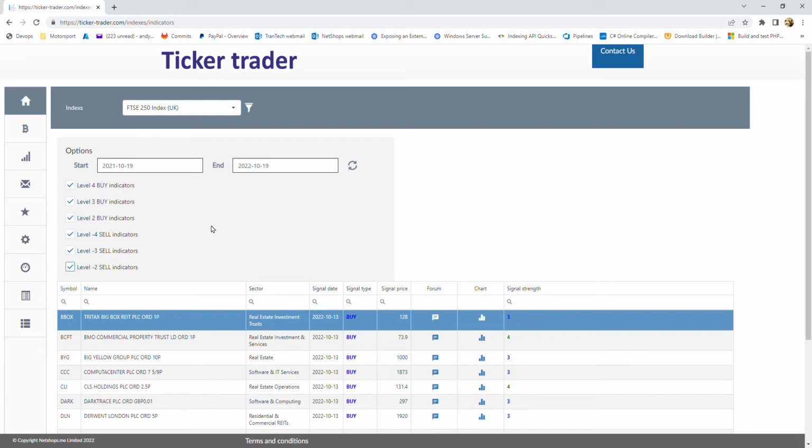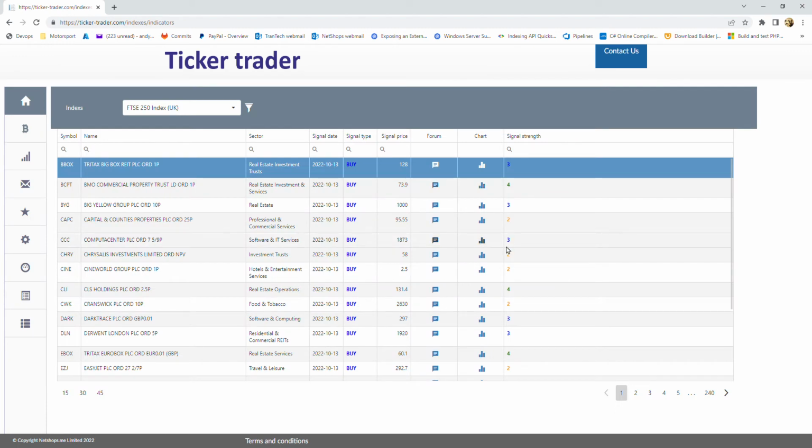Now if we want to, we can view the level 2s as well. A level 2 is a buy and a level minus 2 is a sell. And just click refresh, and there you go. We have some level 2 indicators on there. So we have 3, 4. So the highest is level 4 signal strength.